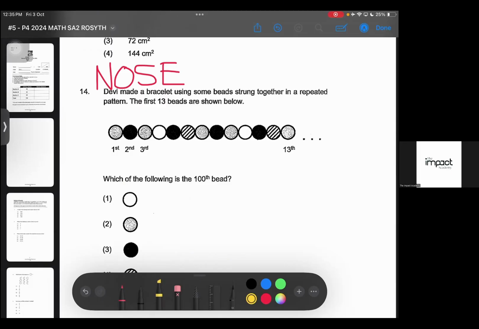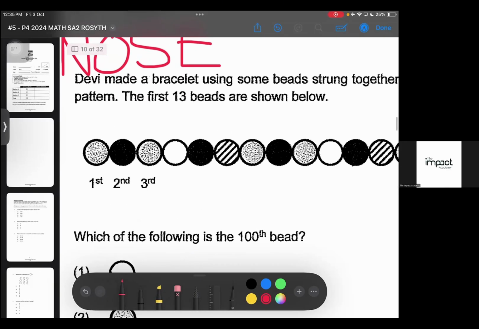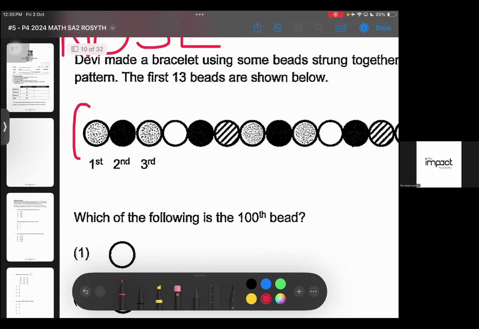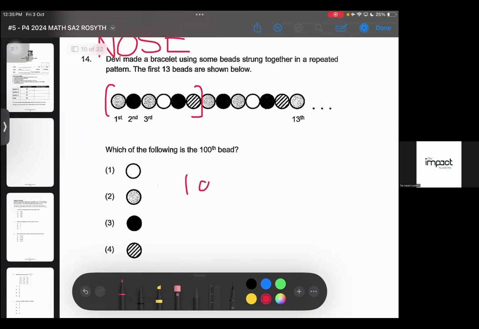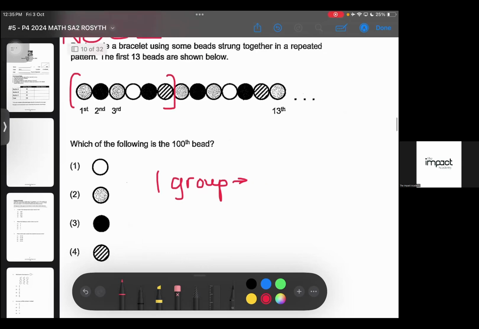The first thing you want to do is to ask yourself, from where to where will be one group? From here all the way to, you see where it stops, right? Can you all see that this is repeated? 1, 2, 3, 4, 5, 6. Okay, so this is repeated, correct? So one group is going to be how many beads? 6 beads. True or not?